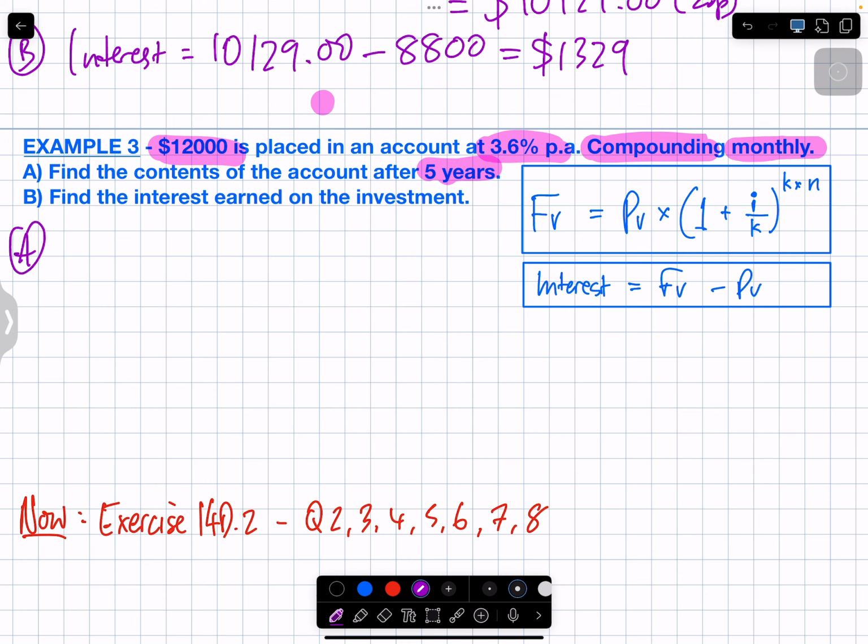Let's try. FV equals, what was invested here? 12,000. That's fine. A lot of people have trouble with that. Bracket 1 plus, what's the interest rate going to be? What's 3.6% as a decimal? You can say now. I skipped you. 0.036. Good. Over. It's compounding monthly. How many months are there in a year?